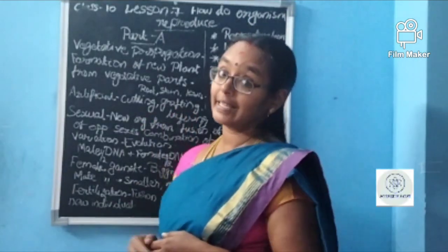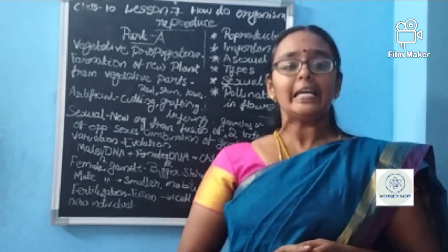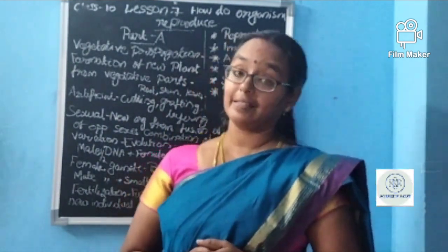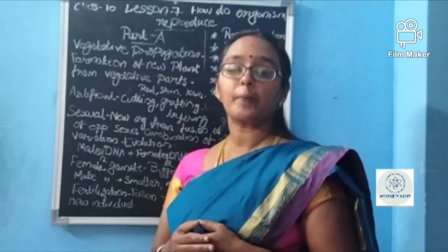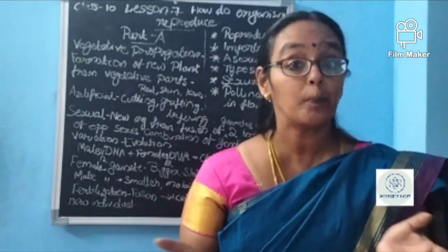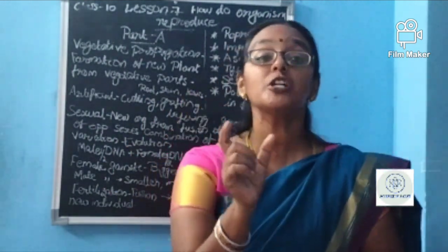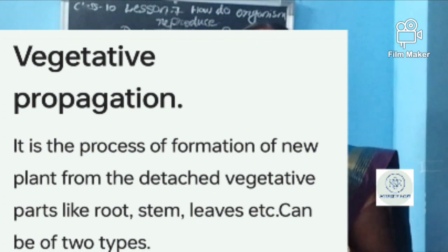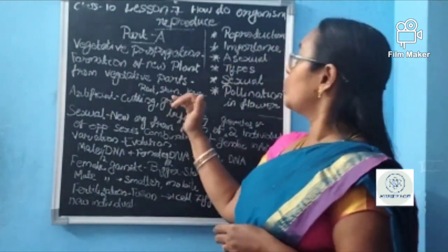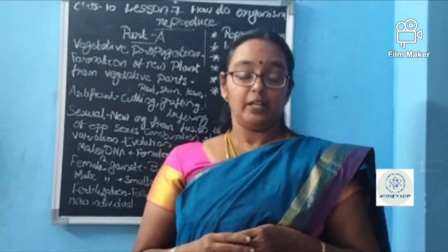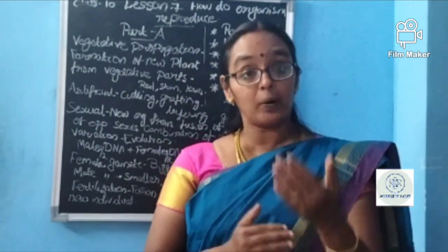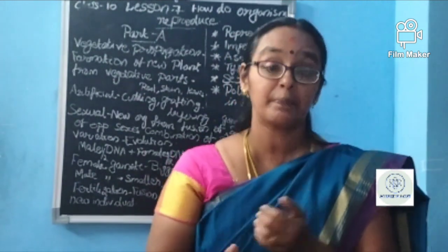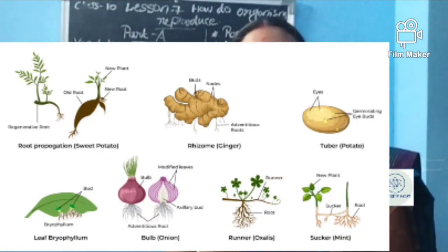Now we are seeing about vegetative propagation. It is mostly seen in plants. What is vegetative propagation? It is the formation of new plants from the vegetative parts. It can be of two types, by natural way and by artificial way. The natural way is by root, stem and leaves. The roots, stems or leaves of some plants do this vegetative propagation.